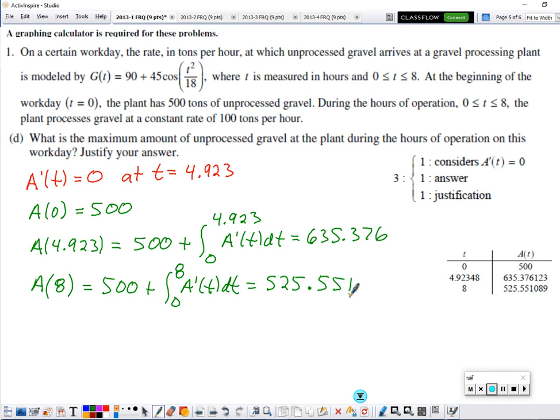Read it again just to make sure I'm not missing something. What is the maximum amount of gravel? So now I've got it. So A of T is greatest, this is the maximum amount of gravel. So I'll look for rounding. That sometimes is a thing. So I got 635.376 tons.